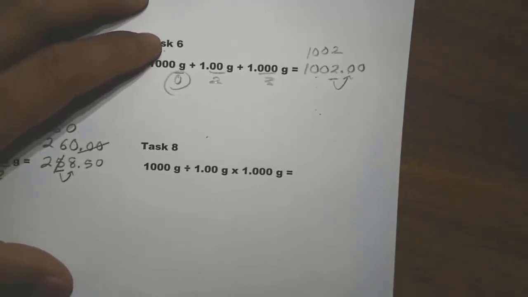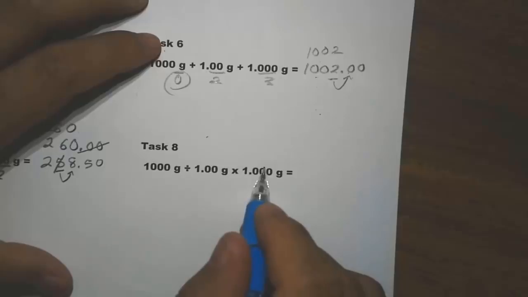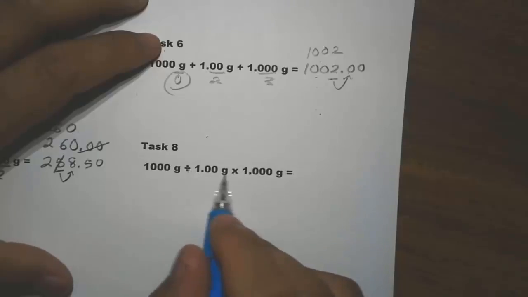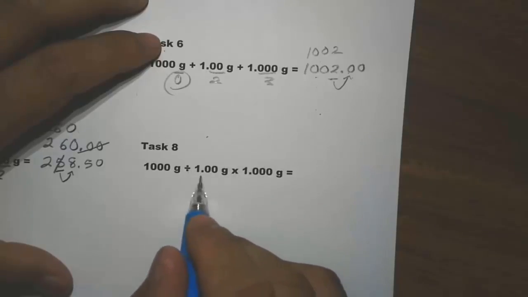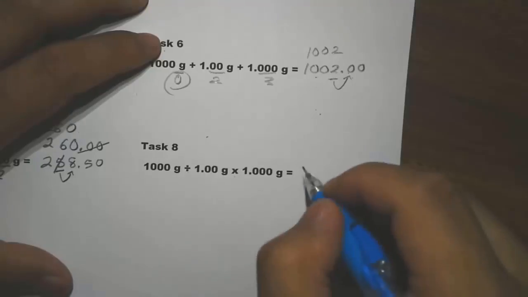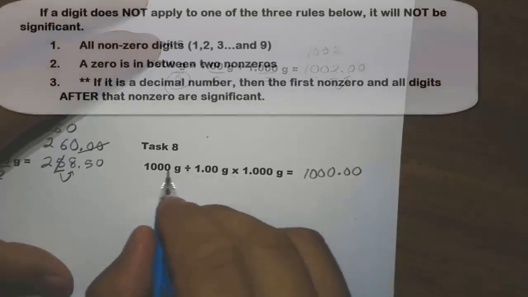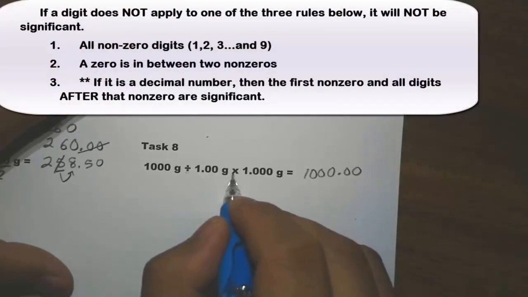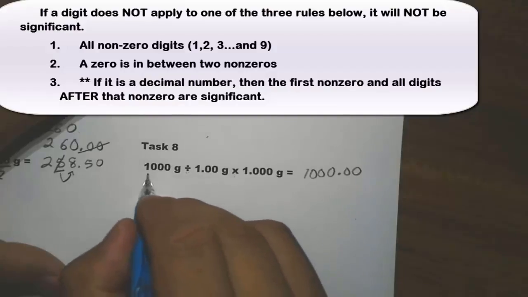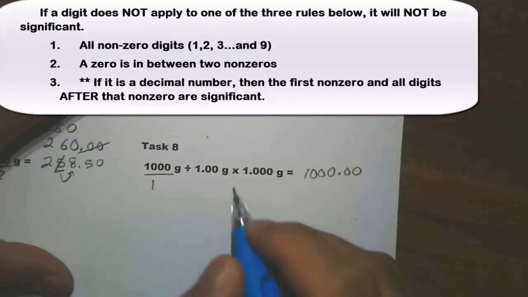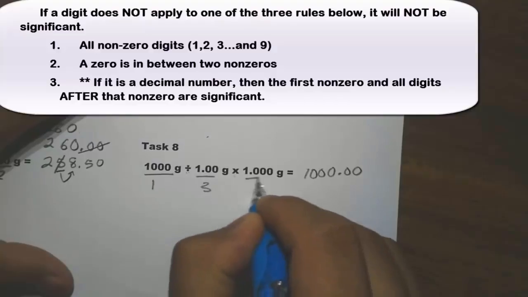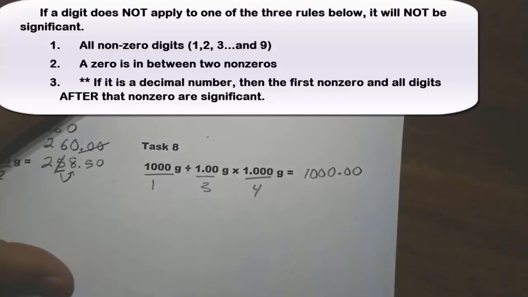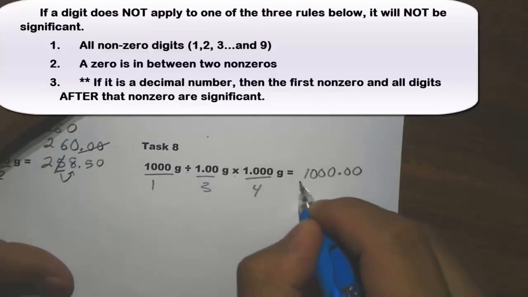And then lastly, we have this problem right here. And of course, we deal with dividing and multiplying. So all I have to do is plug into the calculator, and I have this answer. Since we are dividing or multiplying, we're looking for the number of sig fig. In this case, this just has 1, and this one has 3, and this one has 4. So our answer must have 1 sig fig, which is right there.